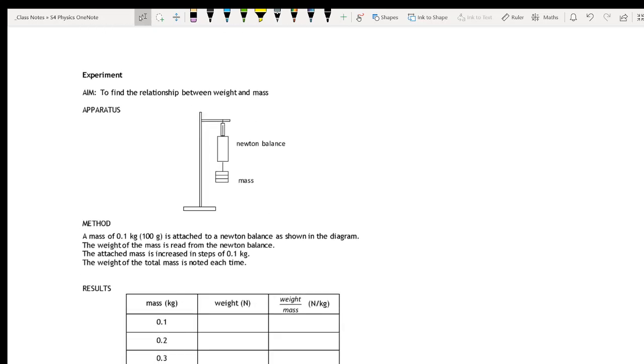Okay, so, guys, this experiment you have probably done before, but we don't have enough equipment to do individually. But you've all seen these before. So basically, you get a Newton balance and you hang masses off it, and you measure the weight of that mass using a Newton balance. So a mass of 0.1 kilograms, so 100 grams, which would be the holder here, is attached to a Newton balance, as shown in the diagram. The weight of the mass is read on the Newton balance, and the attached mass is increased in steps of 0.1 kilograms. The weight of the total mass is noted each time.